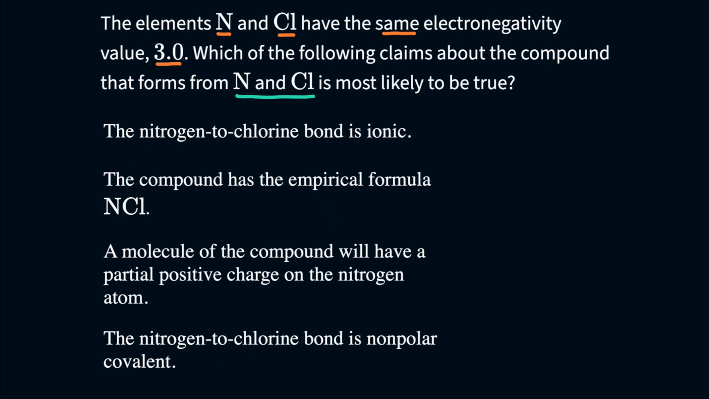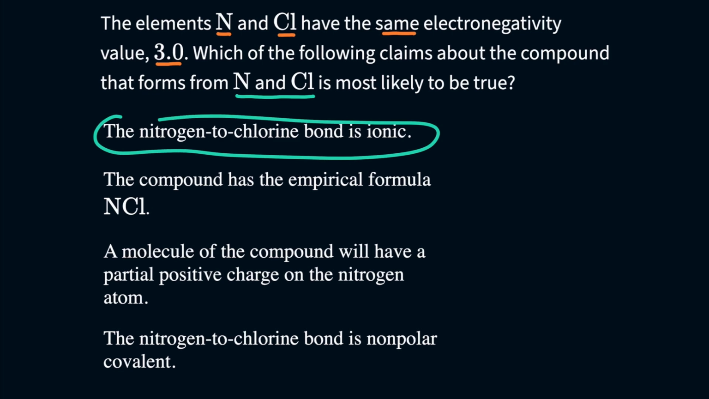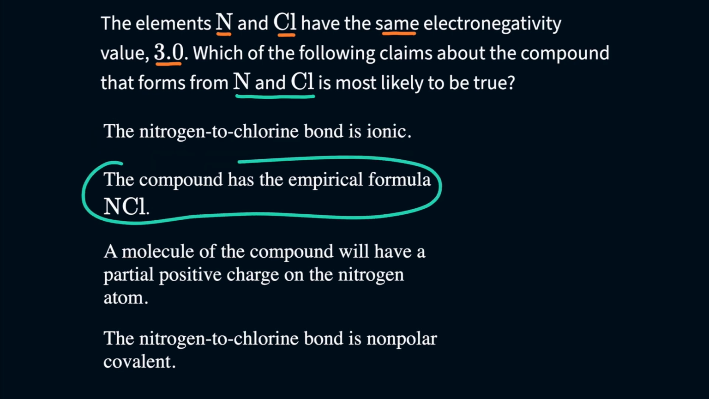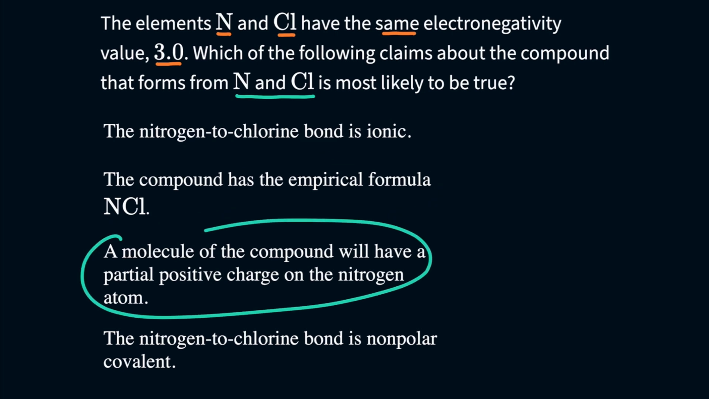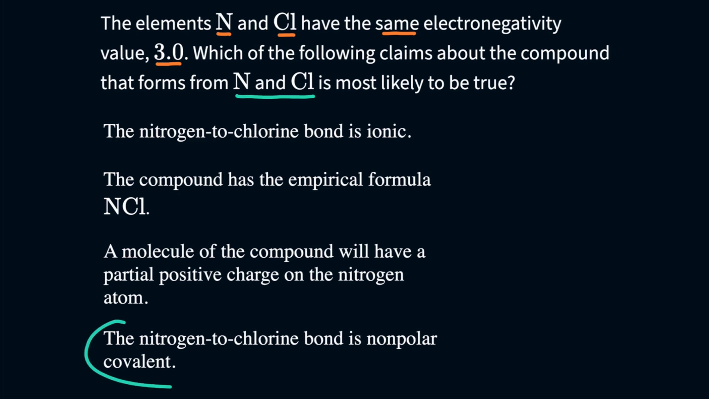So would the nitrogen to chlorine bond be ionic? Would the compound have the empirical formula NCl? Would the molecule of the compound have a partial positive charge on the nitrogen atom? Or will the nitrogen to chlorine bond be nonpolar covalent?